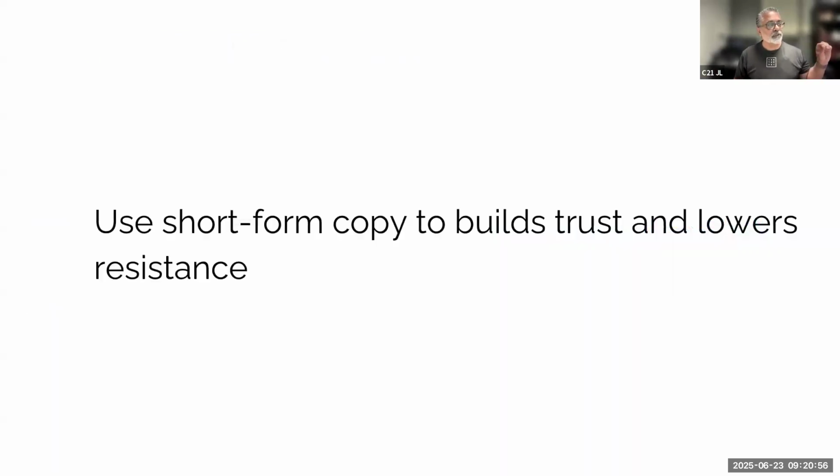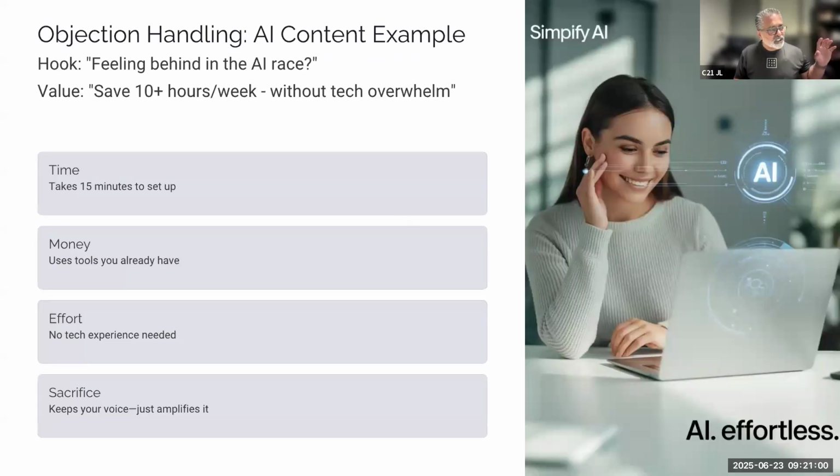Okay, so use short form to build trust and lower resistance. Objection handling with an AI content example: the hook is "Feeling behind in the AI race? Save 10 hours a week without any tech skills." If you break it down, it says, hey, take 15 minutes to set up, time; use the tools you already have, money; no tech experience needed, effort; keep your voice, just amplify it, sacrifice. Be like, huh, I can do that if you keep it simple.